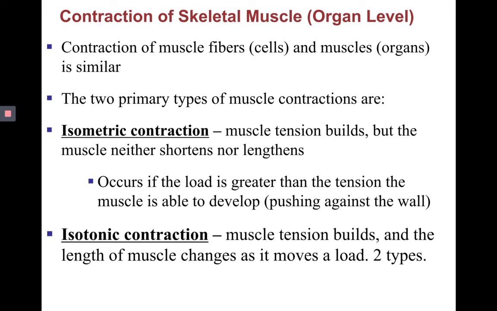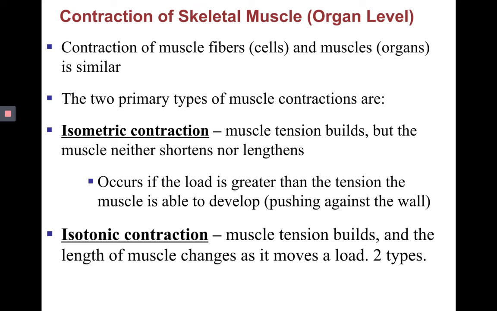All right, on the organ level, the contraction of muscle fibers, which are cells, and muscle organs, are pretty much similar. So we're going to have a shortening of muscle cells, which will cause shortening of muscles as an organ. There are two types of muscle contraction as an organ. There is isometric and isotonic.